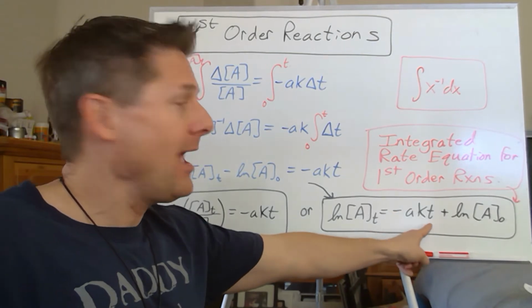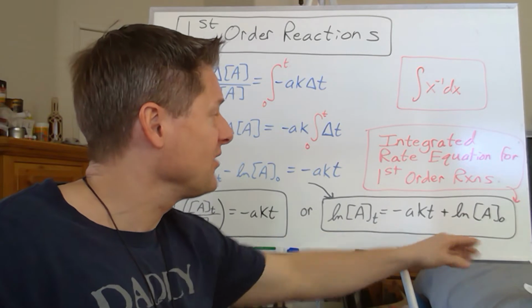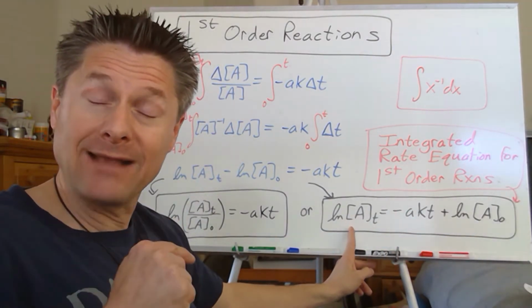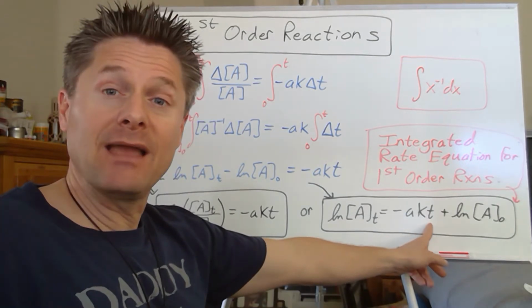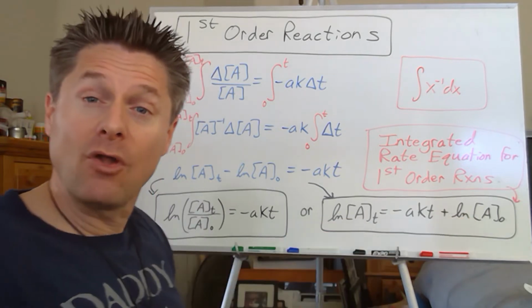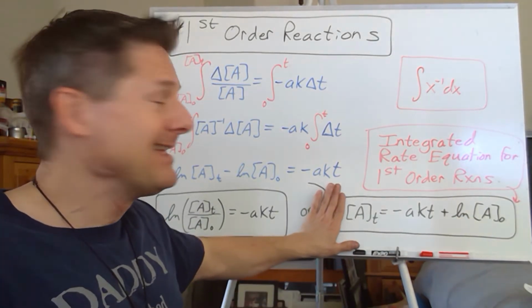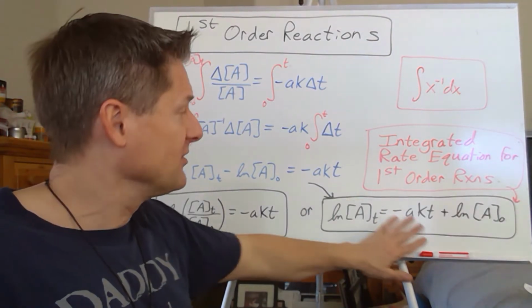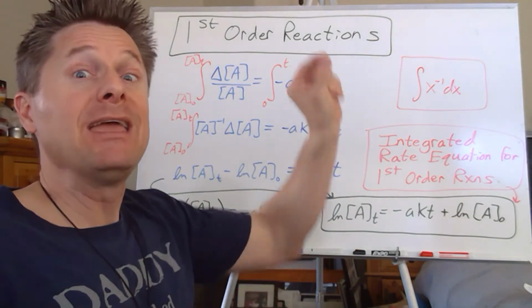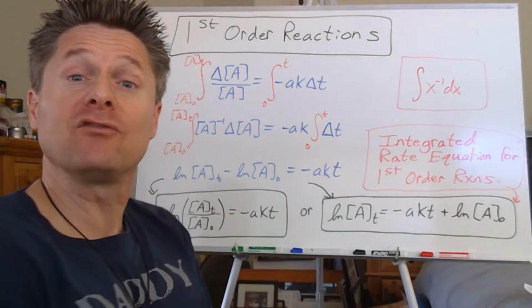Y equals mx plus b, because the initial concentration is a constant, right? So if I plot the natural log of the concentration on the y-axis and the time on the x-axis, I'll get a slope of -ak and a y-intercept of the natural log of the initial concentration. We did that for zero order, but we plotted just the concentration versus time. For first order, we have to plot the natural log of the concentration versus time in order to get a straight line. And we're going to find out that's one great way to determine if a reaction is first order.